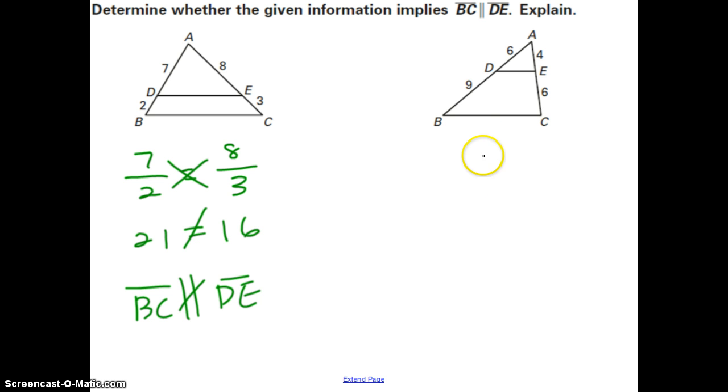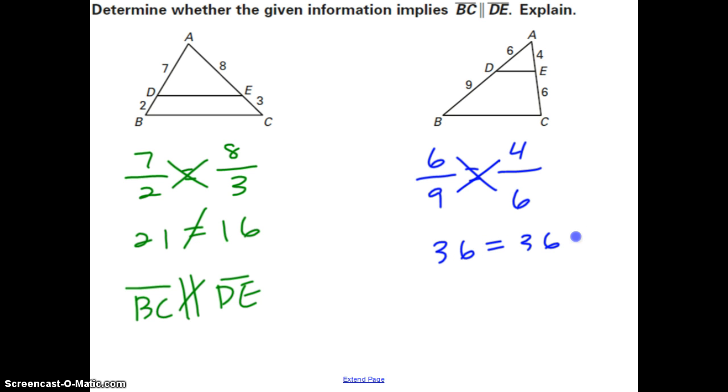When we look at the second example, we're going to do the same. We'll set up the proportion 6 over 9 equal to 4 over 6. We can cross multiply. 6 times 6 is 36. 9 times 4 is 36. And because these are equal, then we can conclude that BC is parallel to DE.